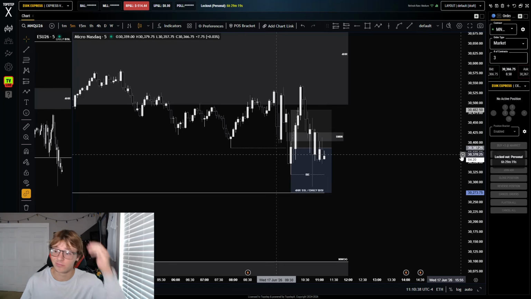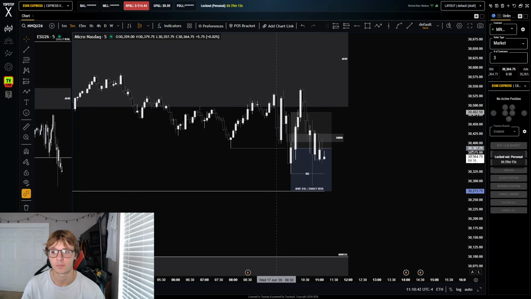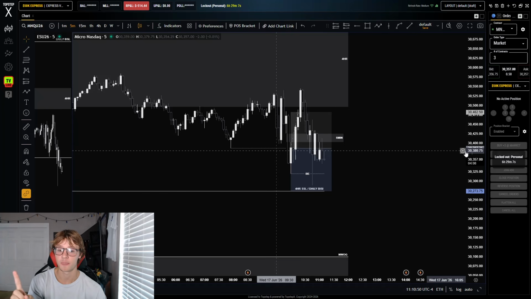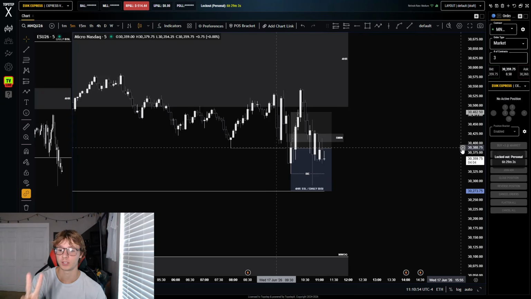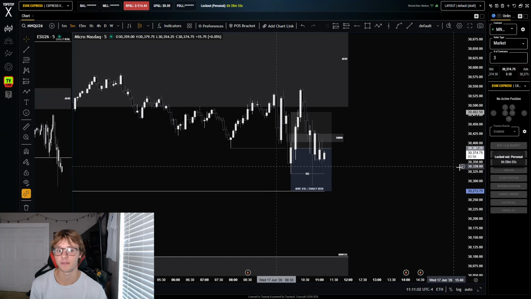The past three FOMCs that I have in my journal, we have failed to take the draw on liquidity. I think I have a loss and two break evens. So a loss in January, two break evens in March and April on those FOMCs. And then today is another loss.